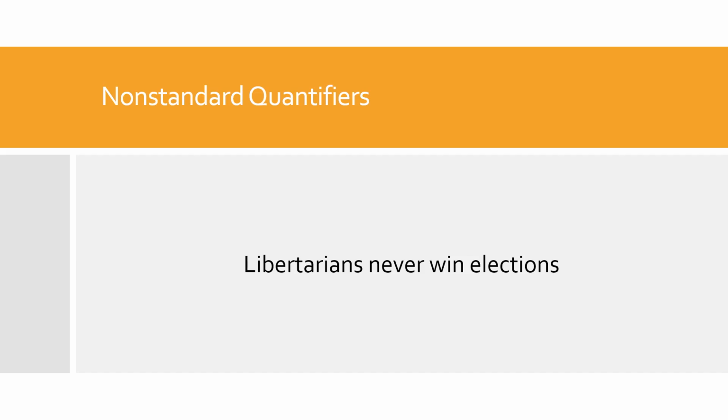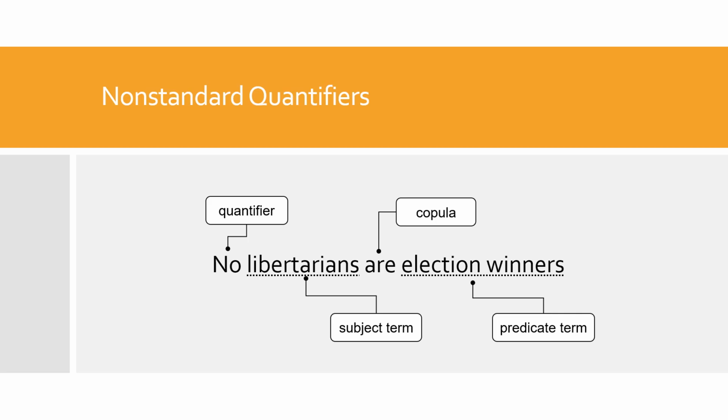But a more plausible take on this is that our quantifier is simply saying no libertarians are. So we end up with something like this. No libertarians are election winners or people who win elections or things like this.